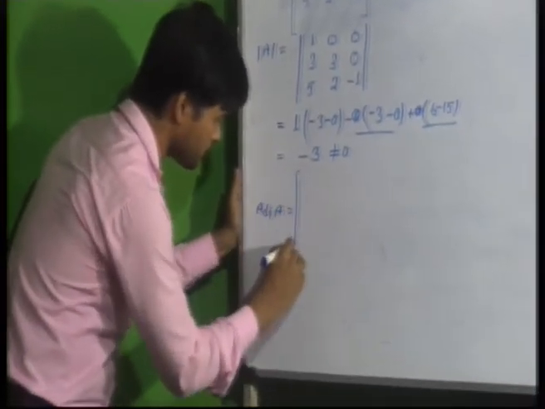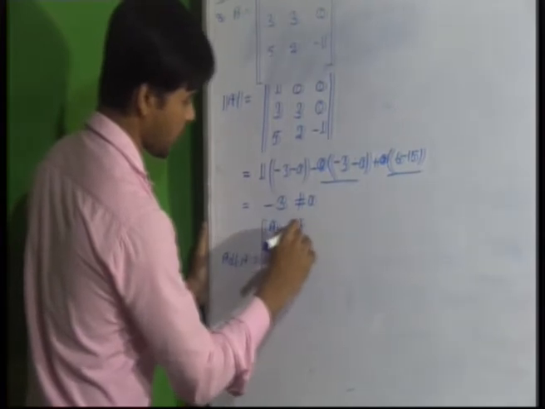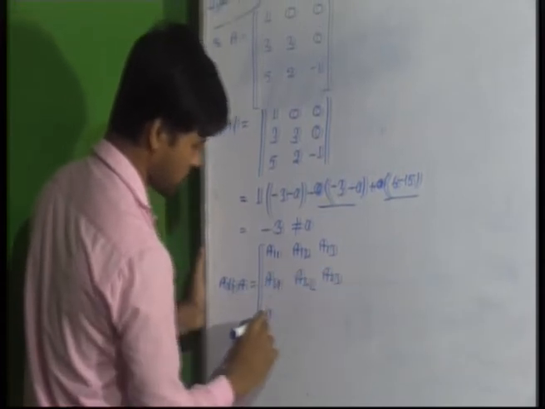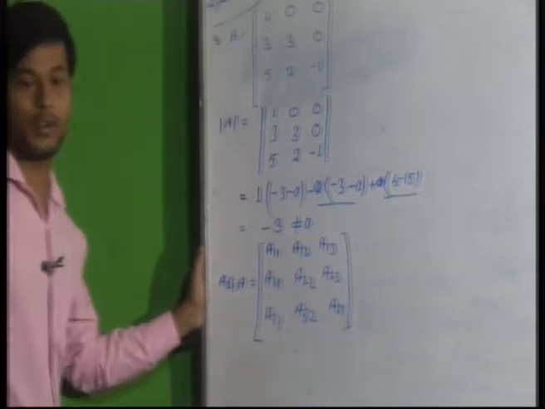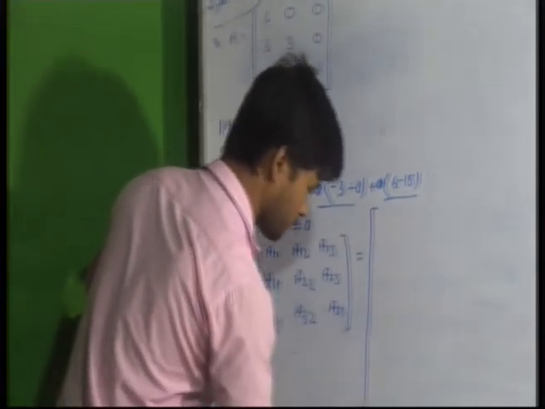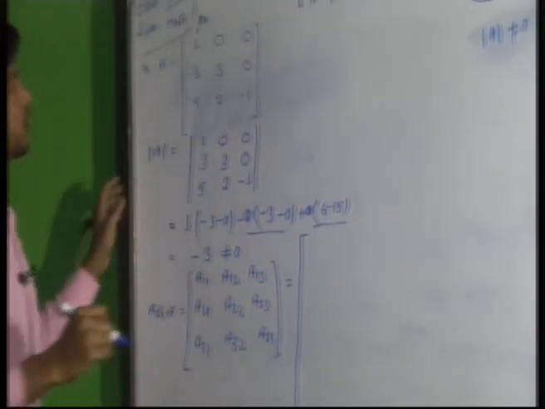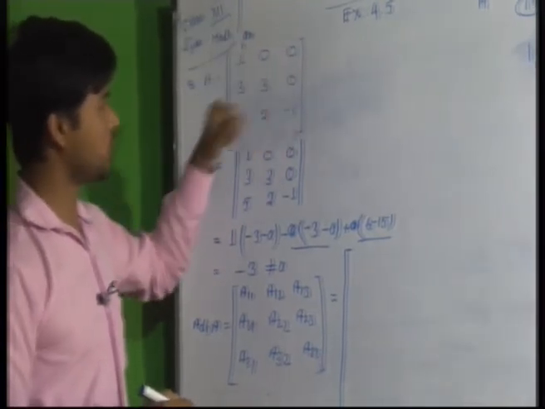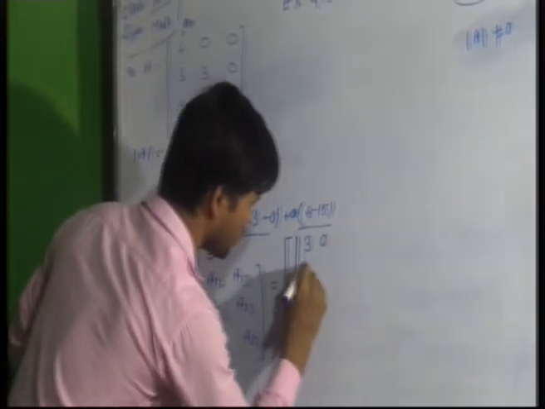Adjoint of A. Now, look, the formula for calculating the adjoint is the matrix A11 A12 A13, A21 A22 A23, A31 A32 A33, where capital Aij is the cofactor of small aij. Now, write the adjoint. Okay, so A11 means this is our a11 element. To calculate the cofactor of a11, we have to cover the first row and the first column. So we have a determinant of order 2 × 2, that is 3 0, 2 −1. So write that determinant: 3 0, 2 −1.